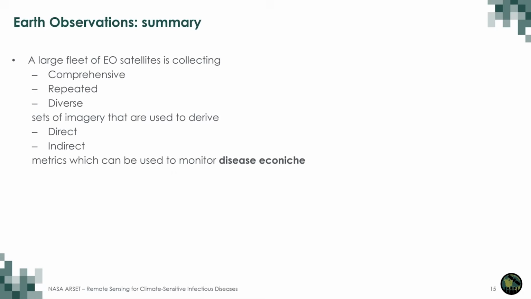So just to summarize, we have a very large fleet of Earth-observing satellites that is collecting comprehensive, truly global to local, repeated daily to weekly to sometimes 15-minute observations, very diverse in terms of the range of electromagnetic radiation, resolutions, and focus, a set of images that we can then use to derive direct and indirect metrics that we can compile together to create a robust method to monitor disease.